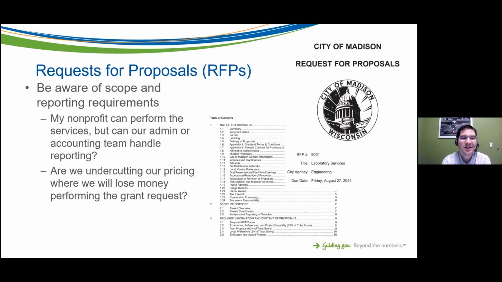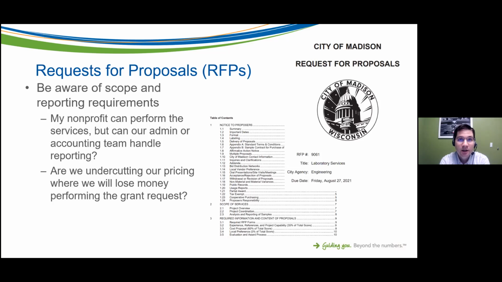So with these RFPs, beware of scope and reporting requirements. As I mentioned, don't bite off more than you can chew. So think to yourself, my nonprofit can perform the services, so we do what they're asking for, but can our admin team or our accounting team handle the reporting? If there's report after report after report, or you don't have a good tracking system in place to report on these programs, you may want to pass them by.